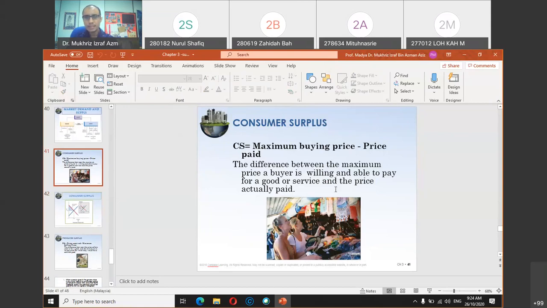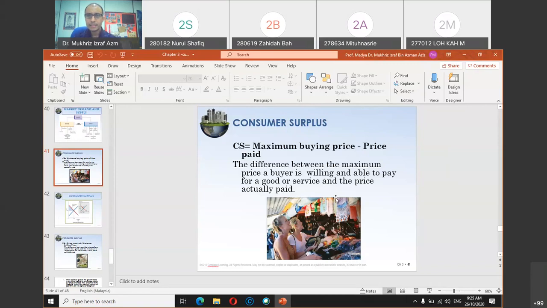For example, if you are very thirsty and you see a shop or a gerai, a hawker, selling cold drinks. When you are very, very thirsty, if someone asks you how much you are willing to pay for that cup of cold drink, you might be willing to pay even 10 ringgit, even though the price could only be, let's say, 4 ringgit or 5 ringgit per cup. Because you are so thirsty, you are willing to pay more.